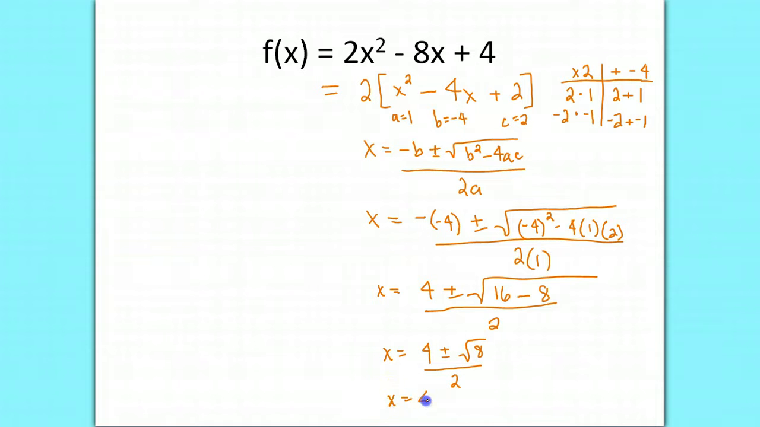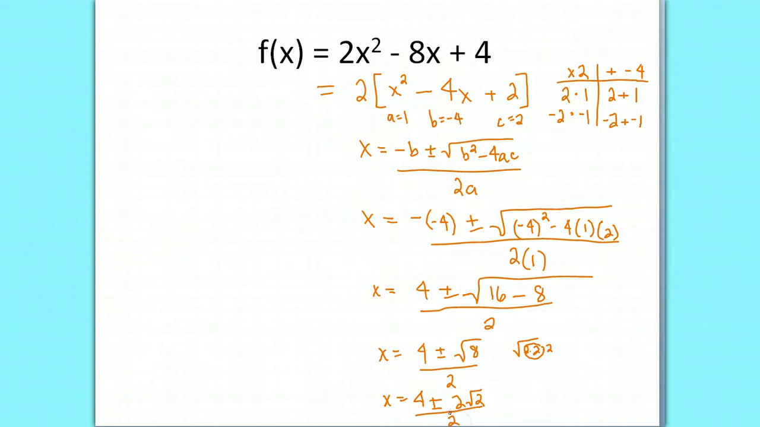which would be 4. And then 8 breaks down into 2 times 2 times 2, so a 2 will come out, and a 2 will have to stay underneath, so you have 2 square root of 2 all over 2. Now what you can do is cancel 2's out of all of these. 2 into 4 is 2, 2 into 2 is 1, and 2 into 2 is 1. So you end up with 2 plus or minus the square root of 2.